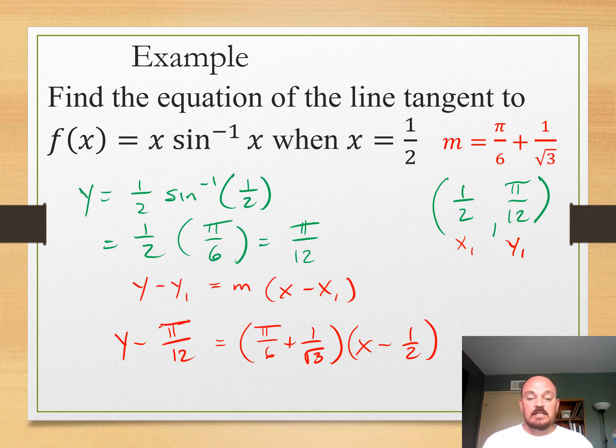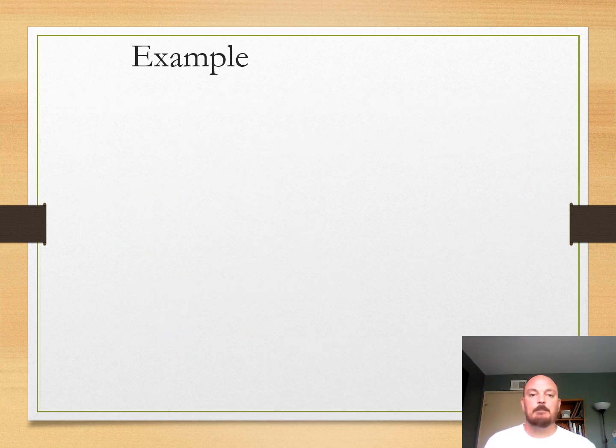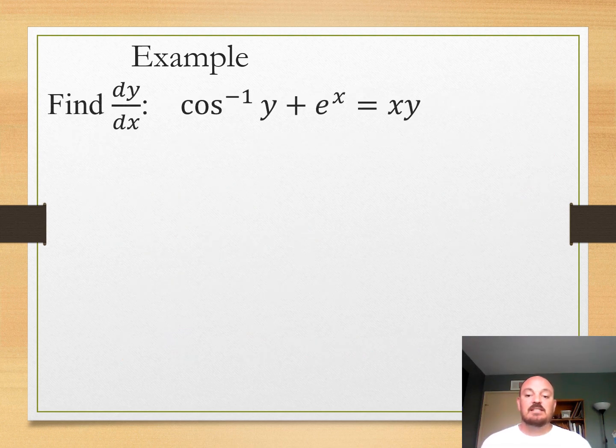Okay, so that was an example of a tangent line question when an inverse trig function is involved. I'm going to do one more example with you guys today. This is implicit differentiation. So we're going to find dy dx, and I know it's implicit differentiation because the x's and y's are all mixed up. It's not in y equals form, plus there's more than one y in the question.